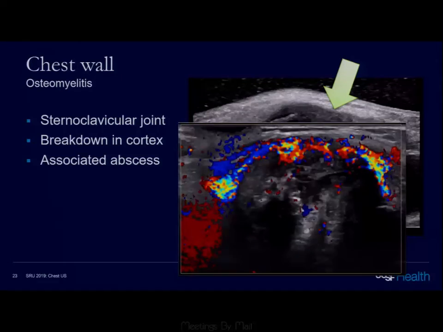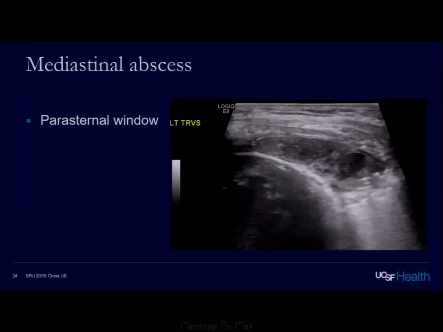And when you interrogate with color Doppler, the whole area is hyperemic. So again, consistent with infection. Slightly deeper into the chest, we can even see mediastinal abscess with ultrasound.